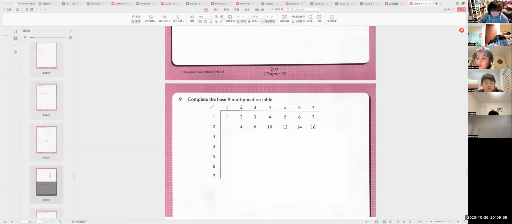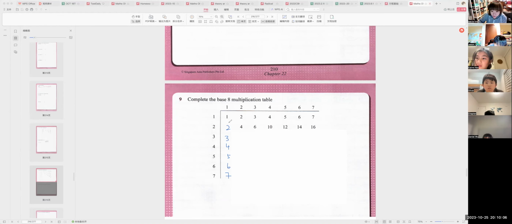Okay. So everybody, do you want to show me how to do this one? Let's just do this, okay? So let me just tell you. This one's pretty easy. 1 times 2 equals 2, right? So it's 2, correct? So 1 times 3 equals 3, 4, 5, 6, 7. There's no problem, okay? So now let's take a look at this one.